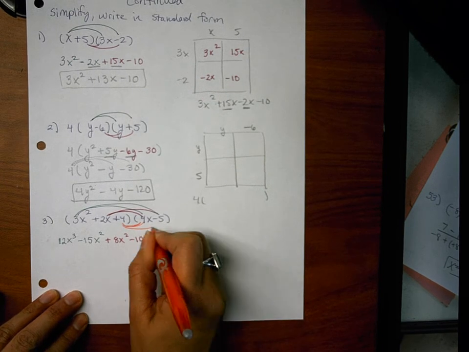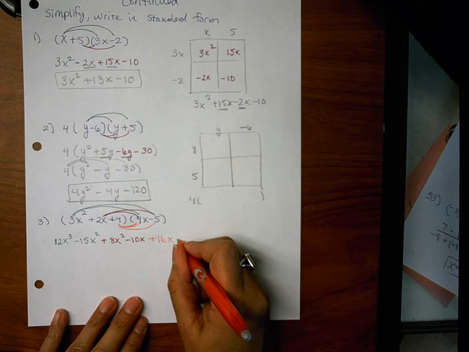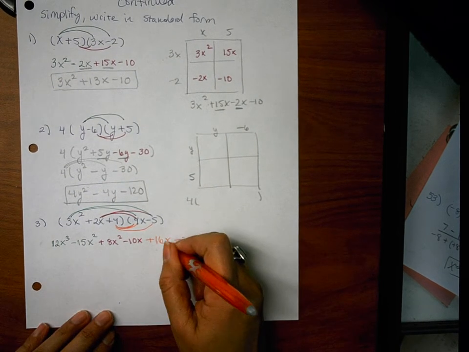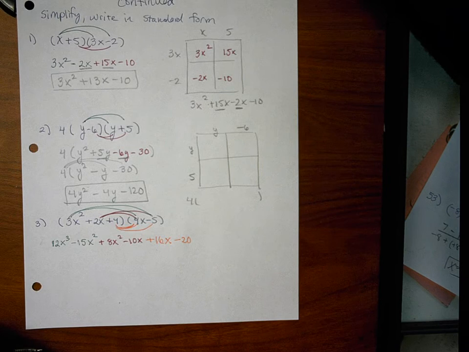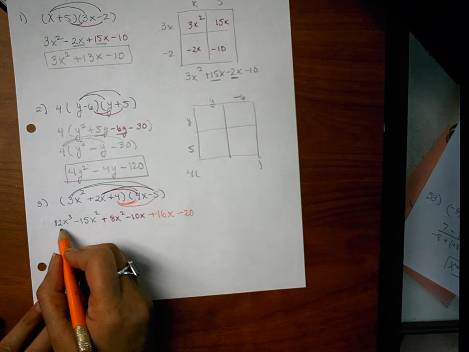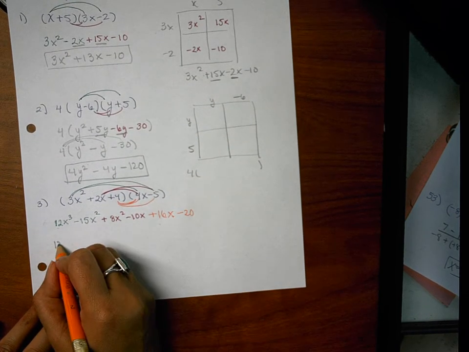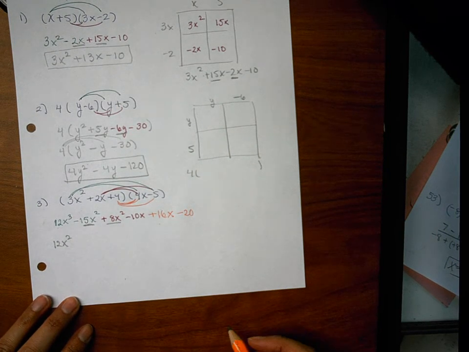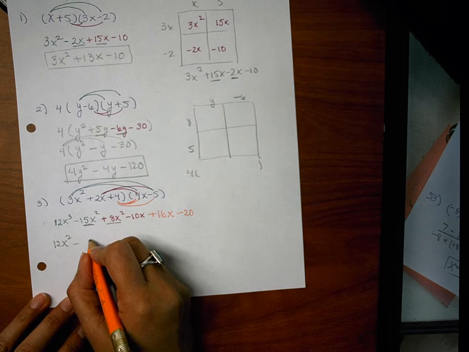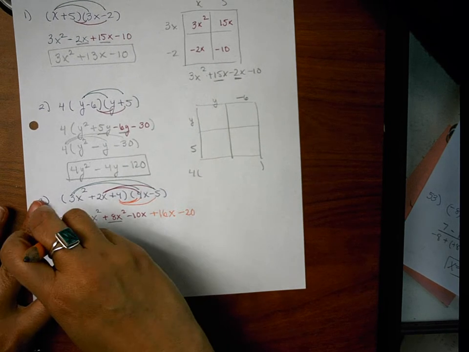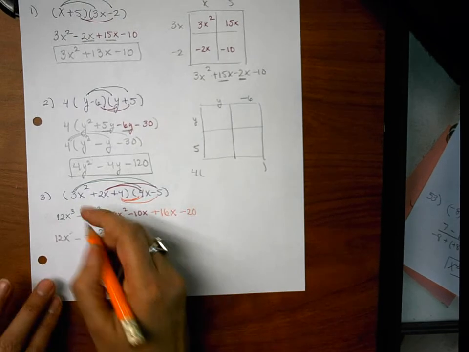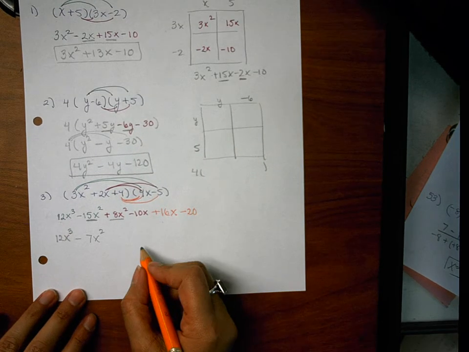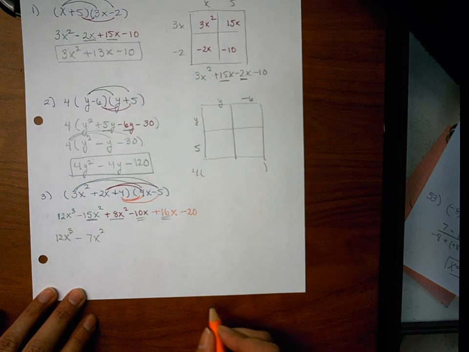4 times 4x is positive 16x, and 4 times negative 5 is negative 20. I have more than one set of terms to combine, so we're going to work this out. 12x cubed has no like terms, so it's going to stay. Negative 15x squared and positive 8x squared add together to give negative 7x squared, and this should be cubed. I hoped I said cubed and just wrote it incorrectly. That's 12x cubed minus 7x squared.